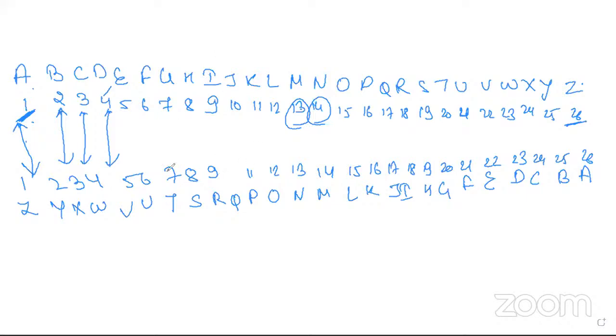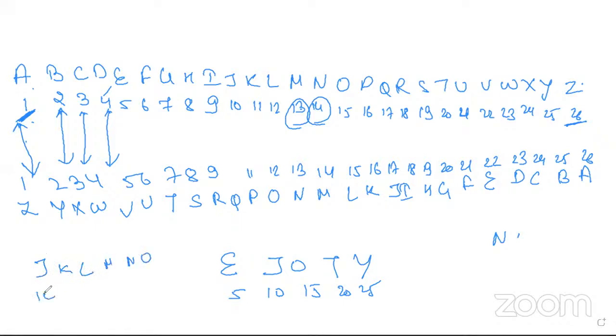Okay, now a shortcut to remember this is AJOT, where their place values are multiples of 5: 5, 10, 15, 20, 25. Now what will happen is, if I tell you to find the place value of N, you don't need to write the whole A to Z. You say, sir, I know AJOT. N will lie in between J and O. So J, K, L, M, N, O. J is 10, O is 15. Just remember AJOT.